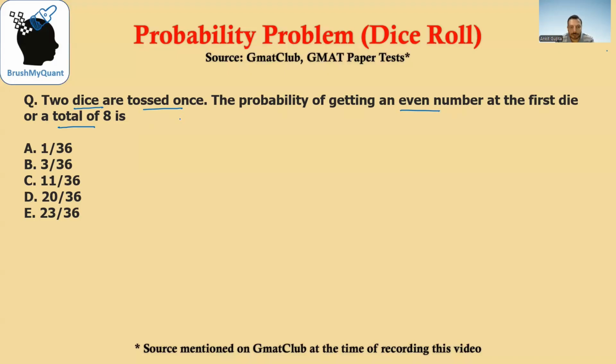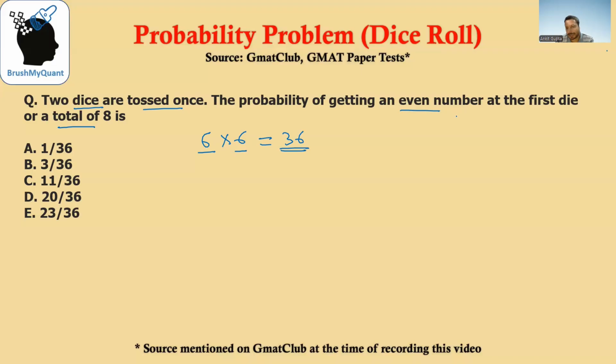So when one die is tossed, the number of possible cases is 6 because we can get the numbers from 1 to 6. And when two dice are tossed, the total number of cases will become 6 into 6, because we can get 6 values in the first case, and any one of the 6 values in the second case. So the total number of cases will be 36. So our denominator will be 36 for the probability.